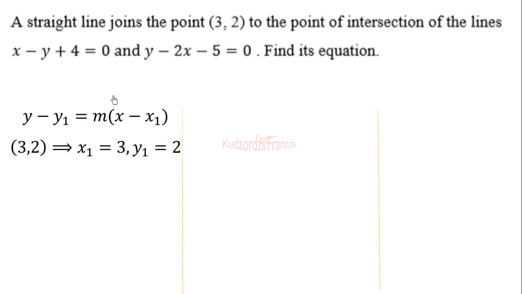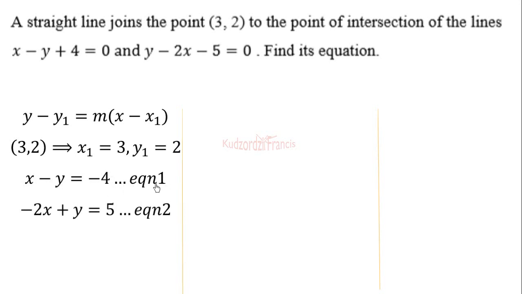How do we get our second point, which is the intersection of this line and this line? We need to solve the 2 equations simultaneously. So let us rewrite each of the equations in standard form. Standard form means we are bringing the constant to the right, and that will give us this. For the first one, we have x minus y equal negative 4. Let's name it equation 1.